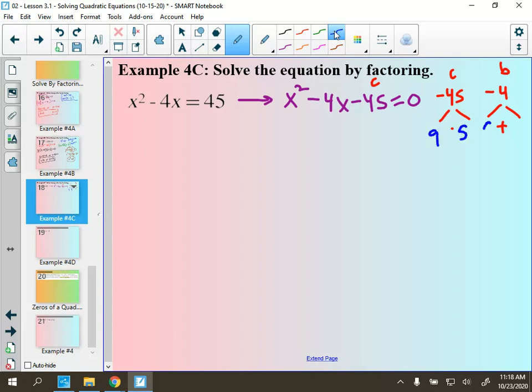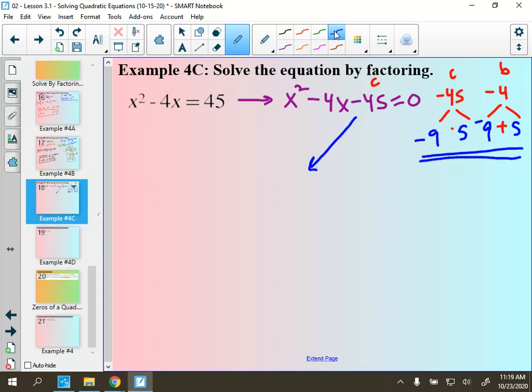So I think I can make this work. I just might have to play with the signs a little bit. If I make the 9 negative, 9 times 5 is negative 45. I have to do it here too. Does that add up to negative 4? And it does. So I say, okay, cool. That's my combination of numbers that I'm looking for. Once I know these two numbers, we're ready to unpack this.